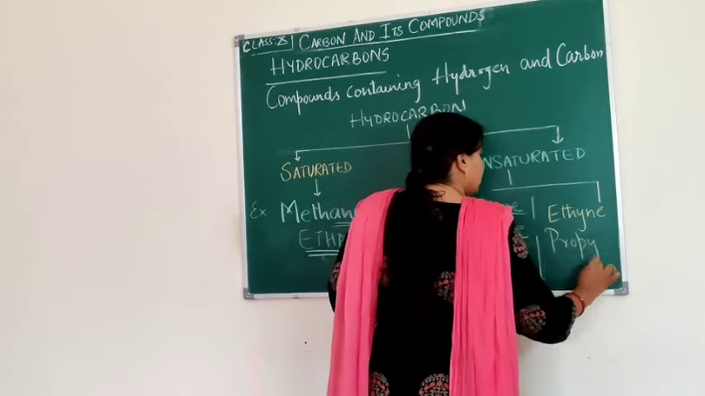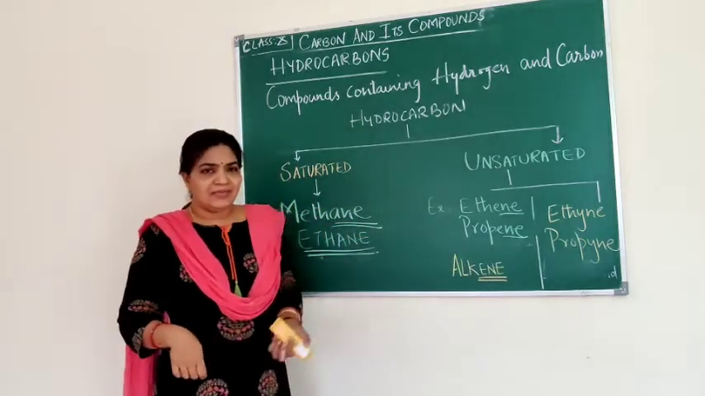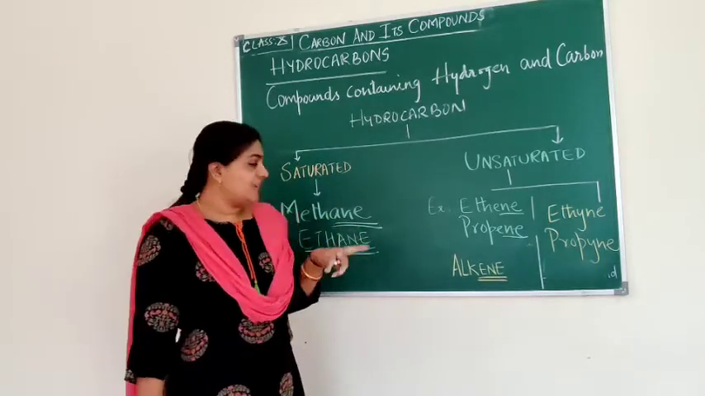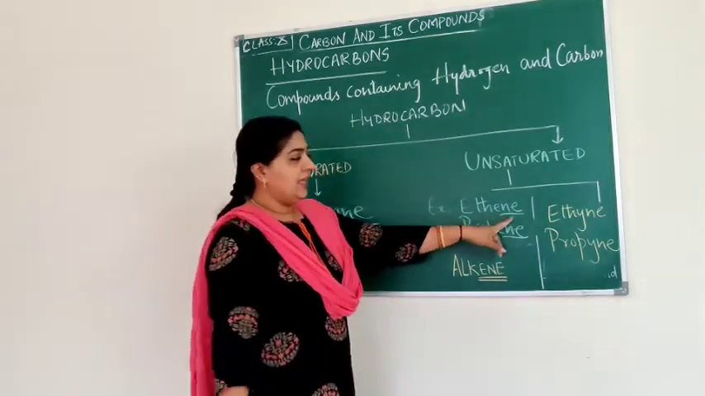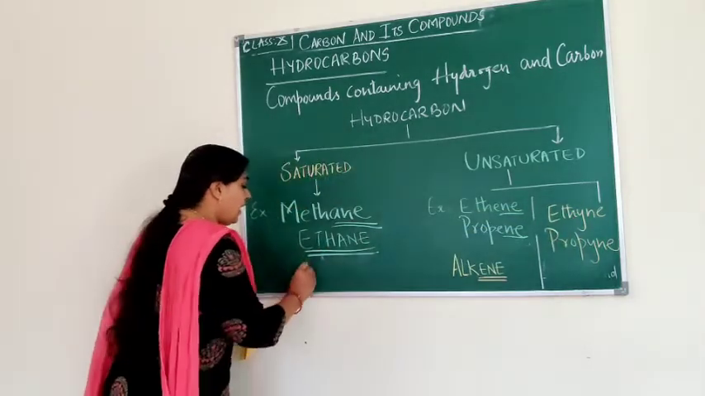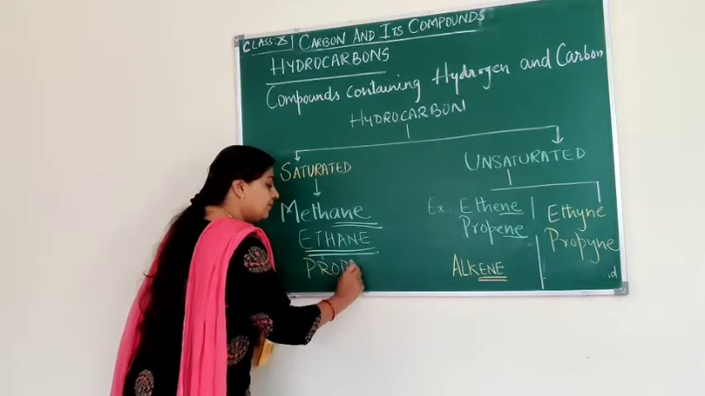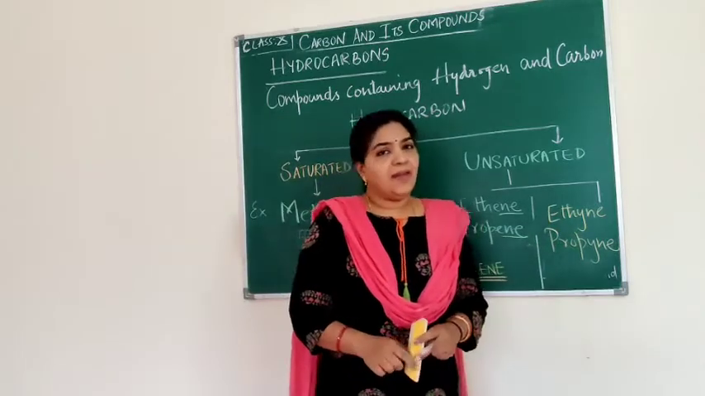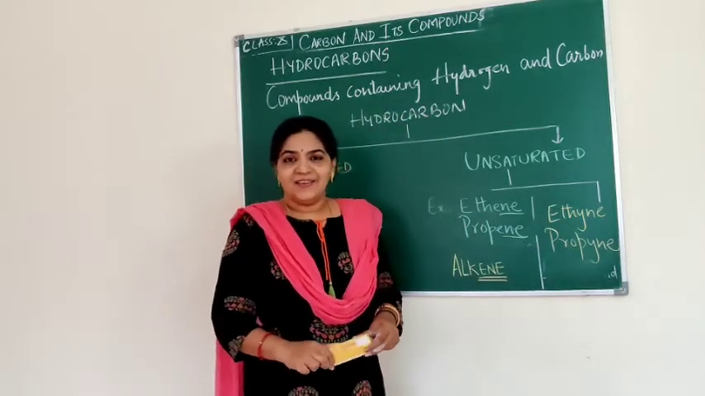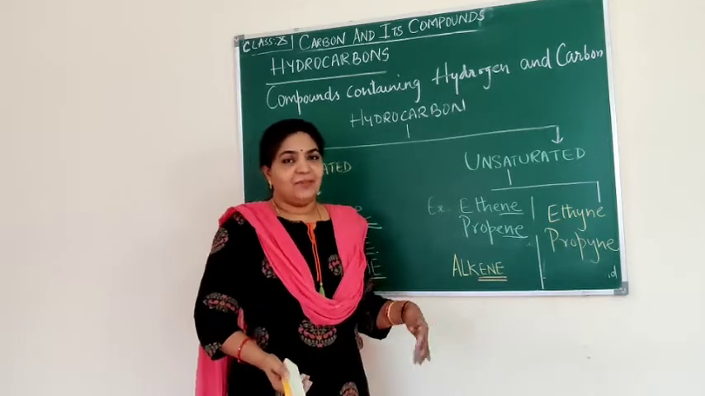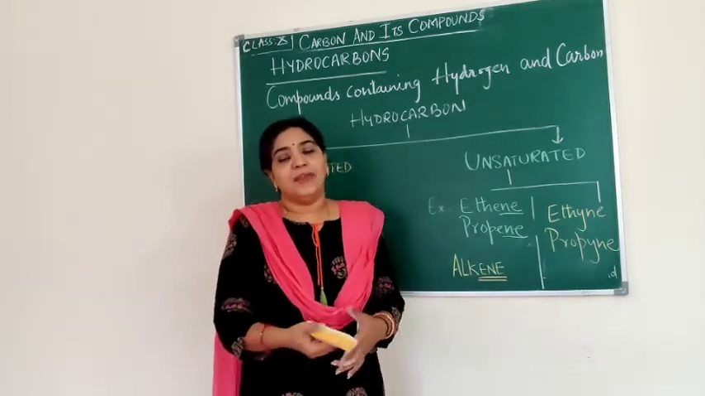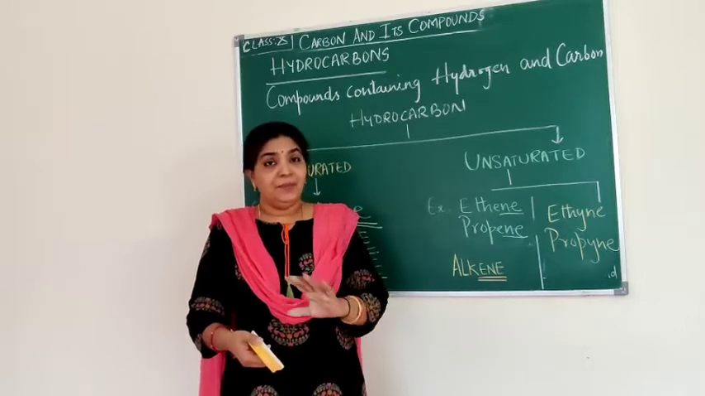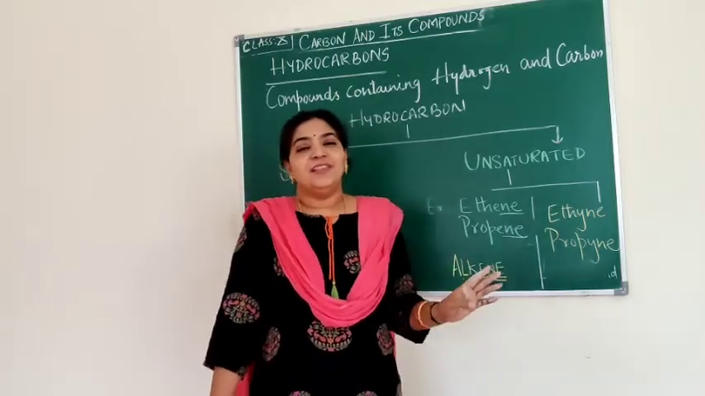Propane. Now, can you tell me why I am not writing methene and methyne? Let me explain. I wrote ethane here, and here I wrote ethene and ethyne. We have propane, propene, propyne. Why didn't I write methene and methyne? Before that, let us learn how to write the name based on the number of carbon atoms. Then you will understand why.